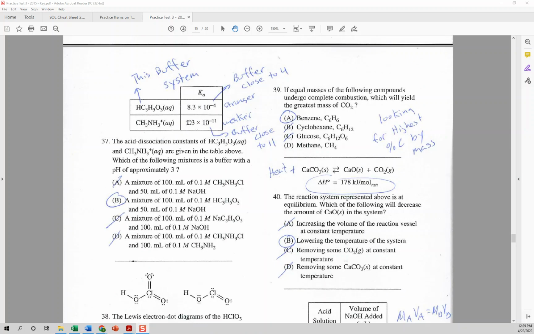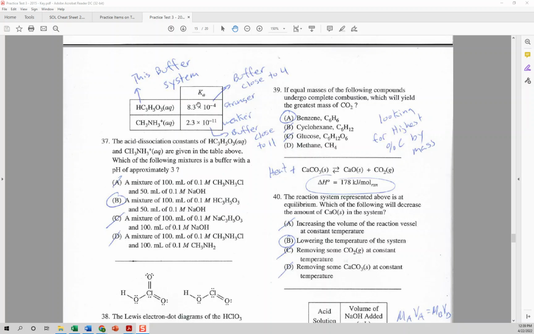So we're given the Kas for these two acids. Notice that this Ka is a lot higher than this Ka, so we know that they're both weak, but this is the stronger of the two. But this question is asking us to make a buffer with a pH close to 3. So remember, the pH is going to be close to the pKa of the acid. All right, so the negative log of this versus the negative log of that. So we want a buffer that's close to 3.